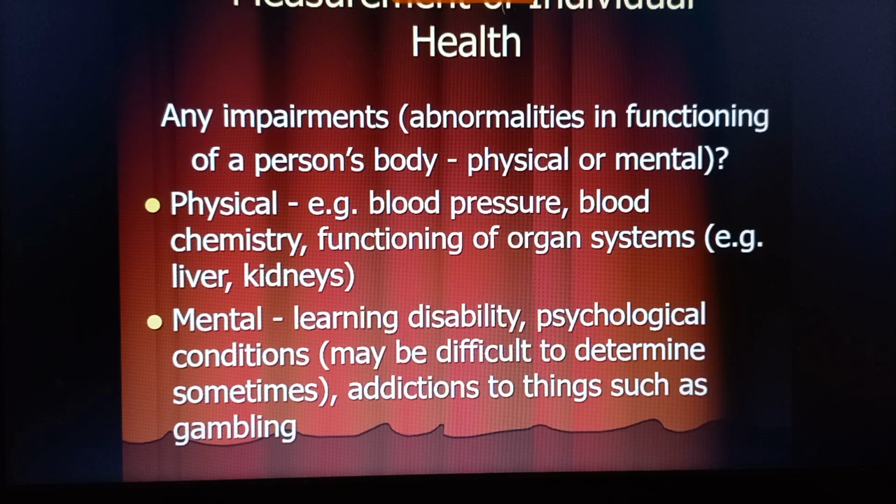Mental health, is a person afflicted by learning disability? Is the person suffering from certain undesirable psychological conditions, right? These are sometimes difficult to determine, right? And then, is a person addicted to things such as gambling addiction?